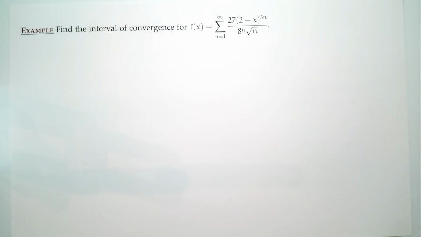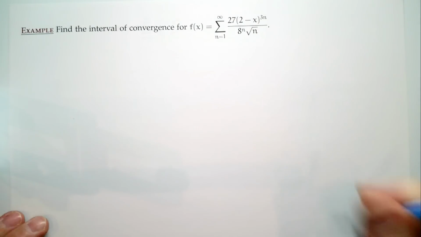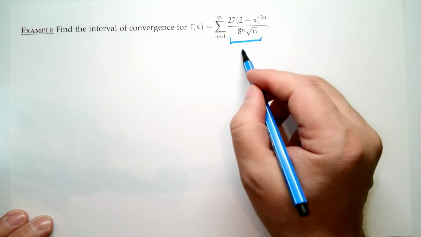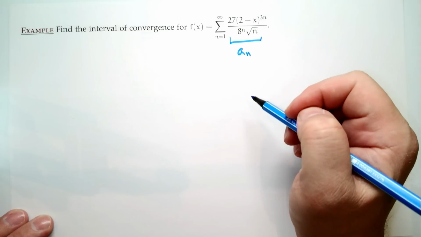All right, rounding the corner, we're almost there. Find the interval of convergence for f of x is 27 times (2 minus x) to the power 3n over 8n times square root of n. Okay, so what do we do? Well, we'll think of this as our a sub n.